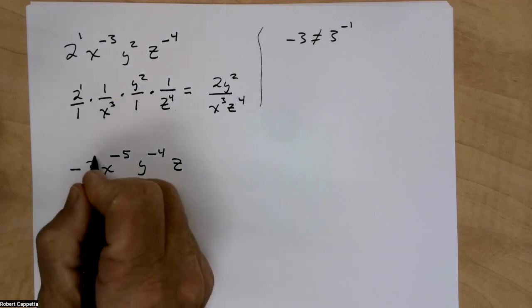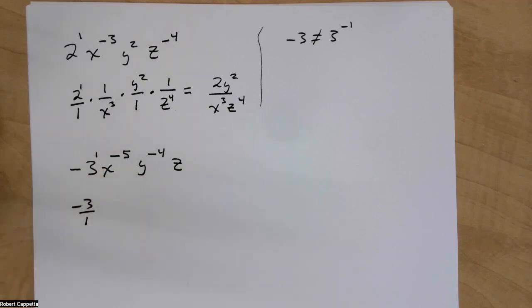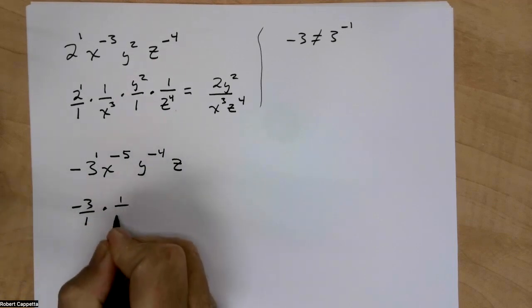If you want to give it an exponent of 1, you can. That's the negative of 3 to the first. Now, x to the negative 5 means 1 over x to the 5.